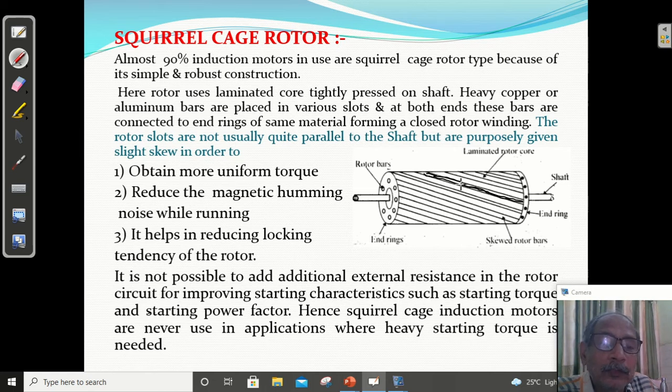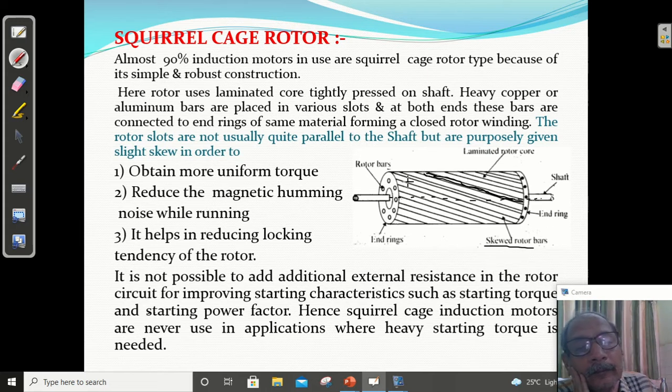If you observe the slots, the slot is not parallel to the shaft axis. This is the shaft, and this is the rotor slot. So you can observe that the rotor slot is not parallel to the shaft axis, but some angle is there. This is called skew. Some skewed rotor bars are there. We can say rotor bars are skewed. Why? We provide some angle for some reason.